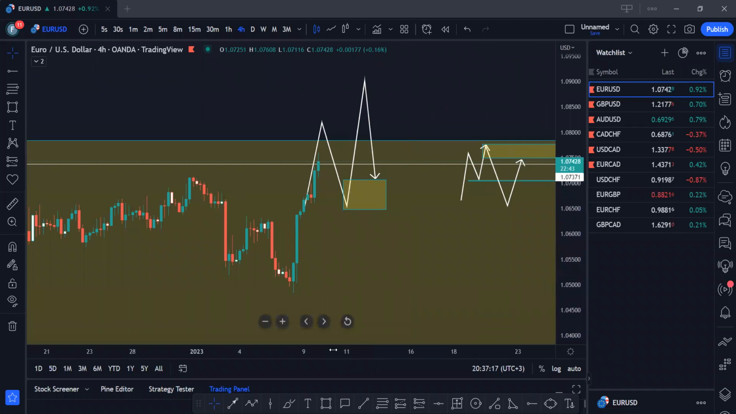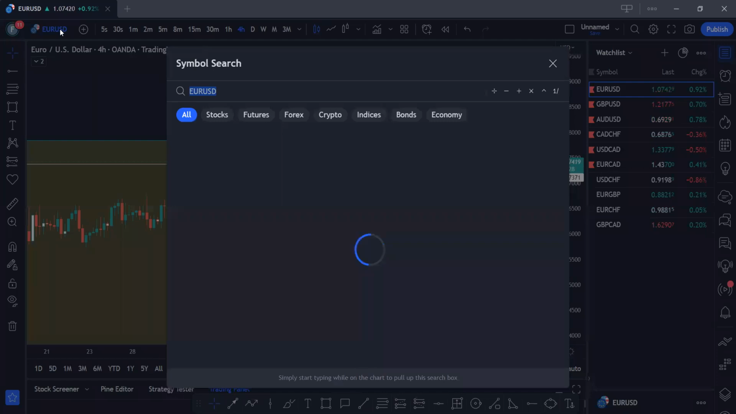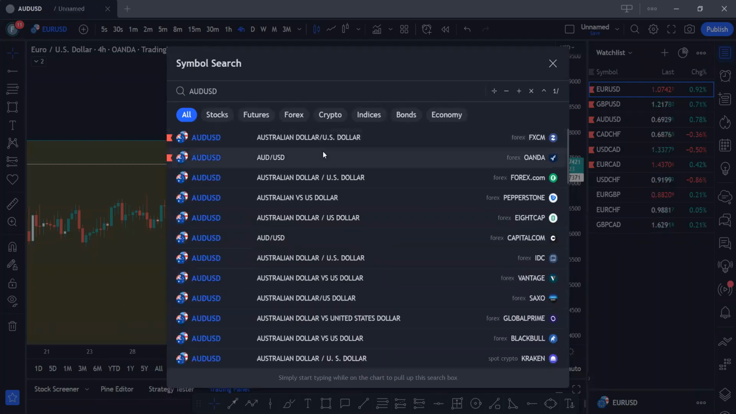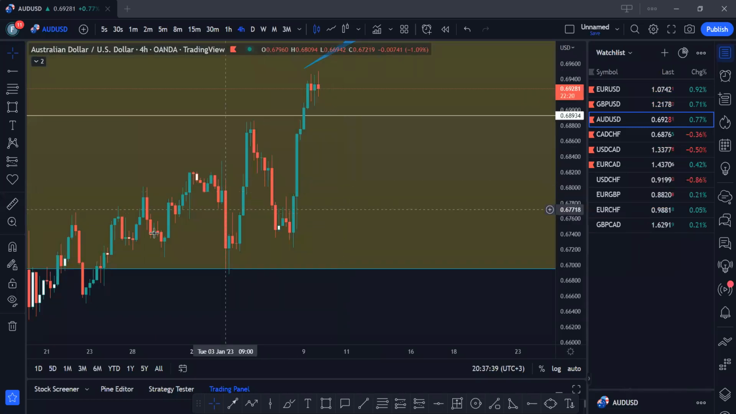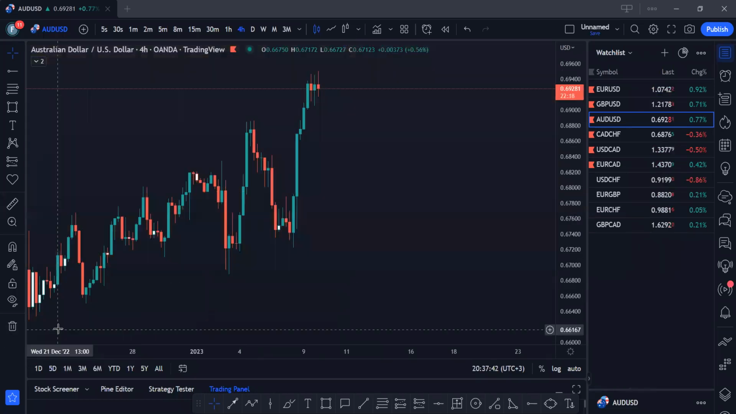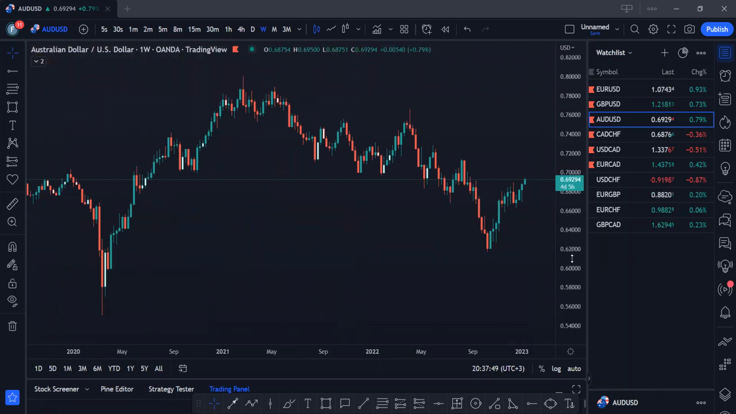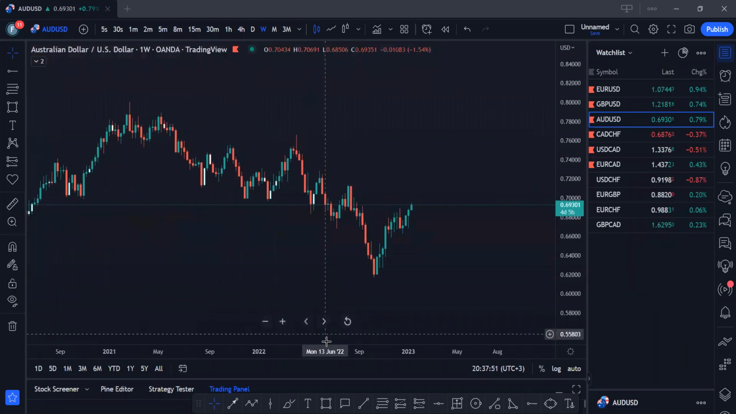Okay, so let's check out the next pair. Somebody sent AUD USD, right? AUD USD on gold. So let's check out AUD USD. So let's go to the weekly. Similar structure on the weekly as well.